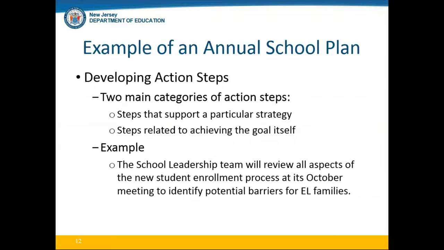The school leadership team will review all aspects of the new student enrollment process at its October meeting to identify potential barriers for EL families. You will note that this action step has many of the SMART elements. It is specific about what should occur, relevant to the strategy, and sets a particular time when this action should occur. Some action steps may even include a measurable outcome, though it is not necessary for all action steps to follow the complete SMART formula.